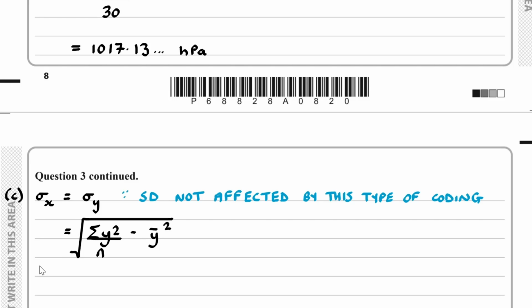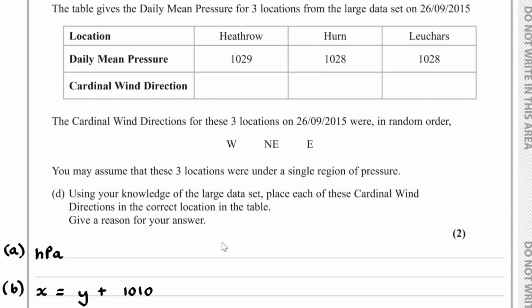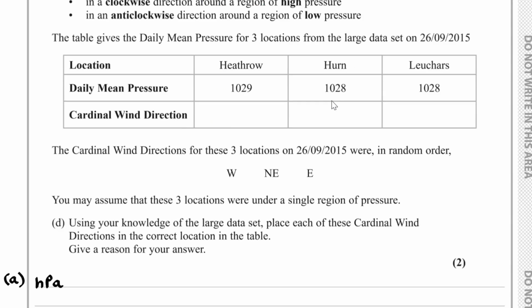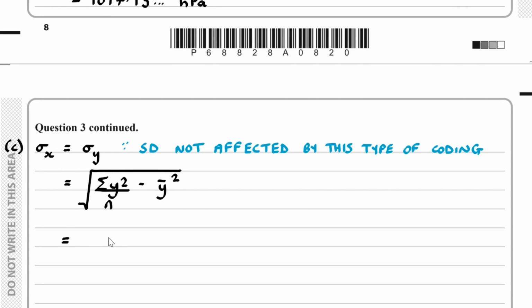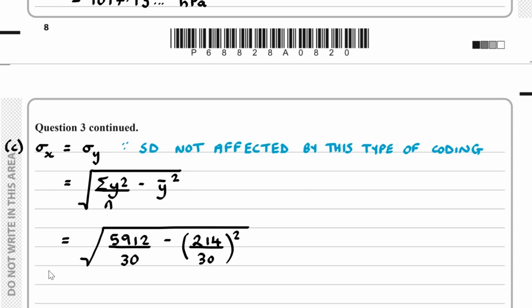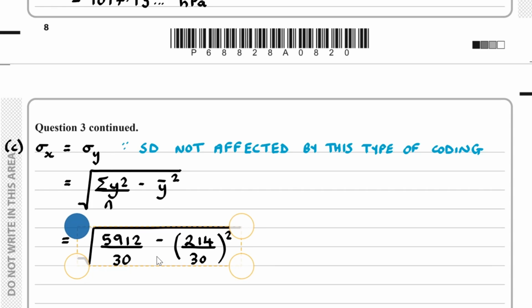So if we work out the standard deviation, the sum of the y squareds is 5,912. So we have 5,912 divided by n, which is 30. And then we subtract off y bar all squared. So that will be equal to 214 divided by 30, all squared. And then we square root this result. So if we square root the result, this will tell us the standard deviation of x.